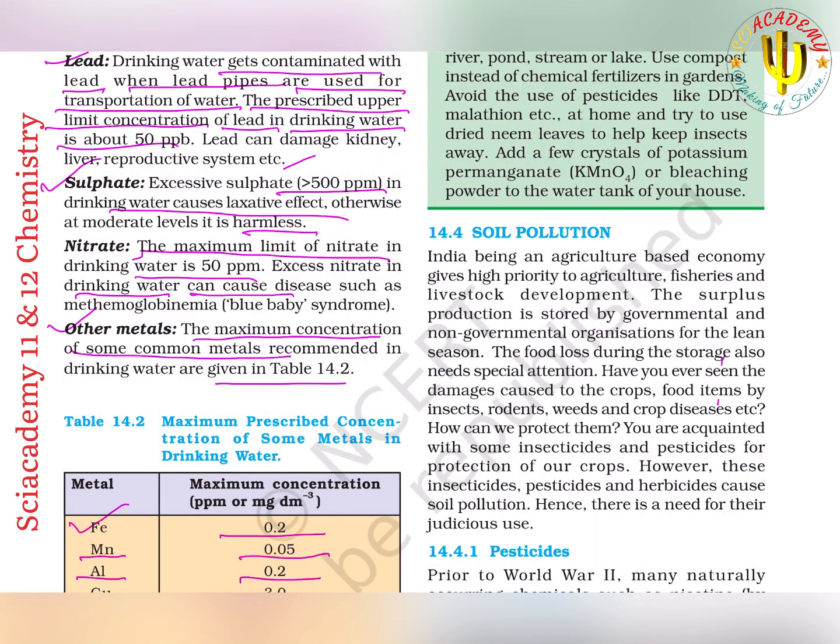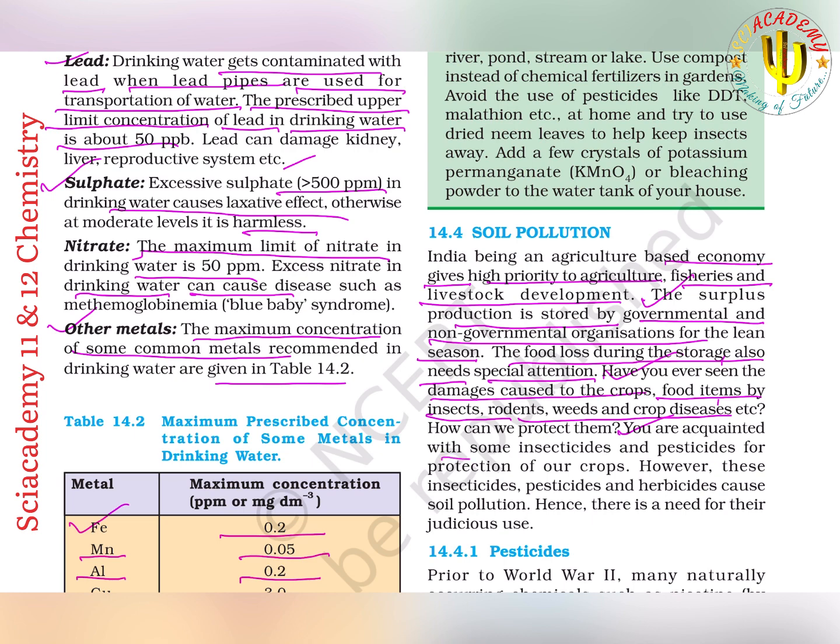Soil pollution. India, being an agriculture-based economy, gives high priority to agriculture, fisheries, and livestock development. The surplus production is stored by governmental and non-governmental organizations for the lean season. The food loss during the storage also needs special attention. Have you ever seen the damages caused to the crops and food items by insects, rodents, weeds, and crop diseases, etc.? How can we protect them?